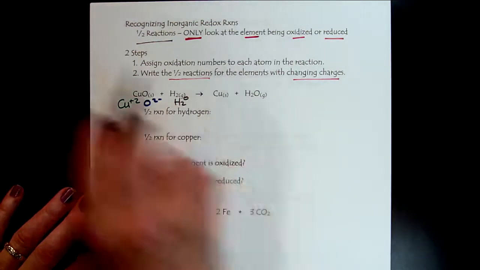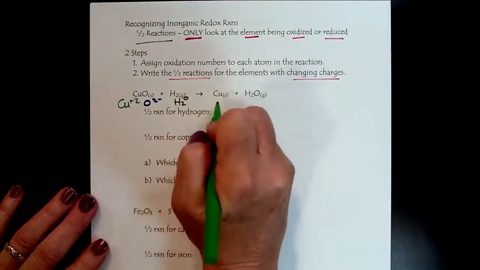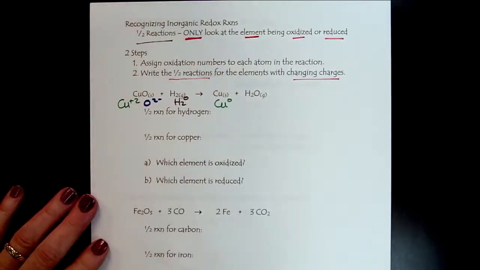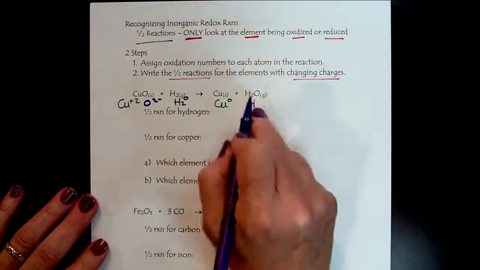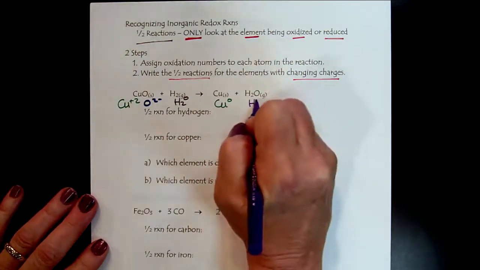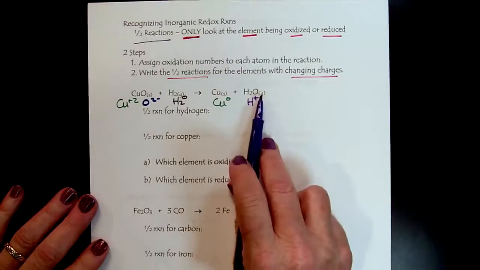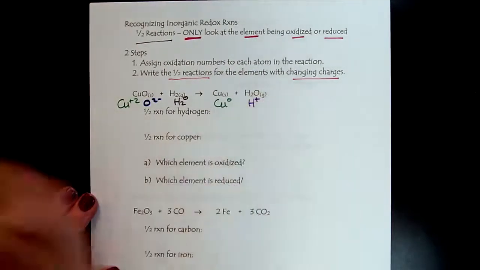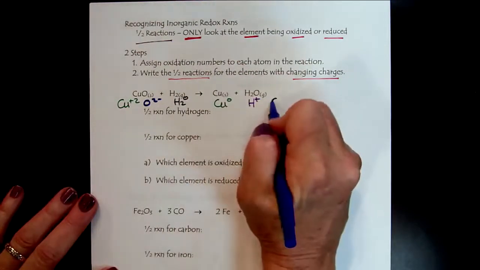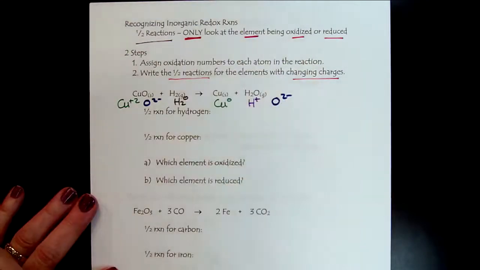Now when we look at the copper, notice that now it is a 0. And here, the hydrogen, because it's part of a compound, is +1, especially because it's with the more electronegative oxygen. And then the oxygen, still tried and true, -2.